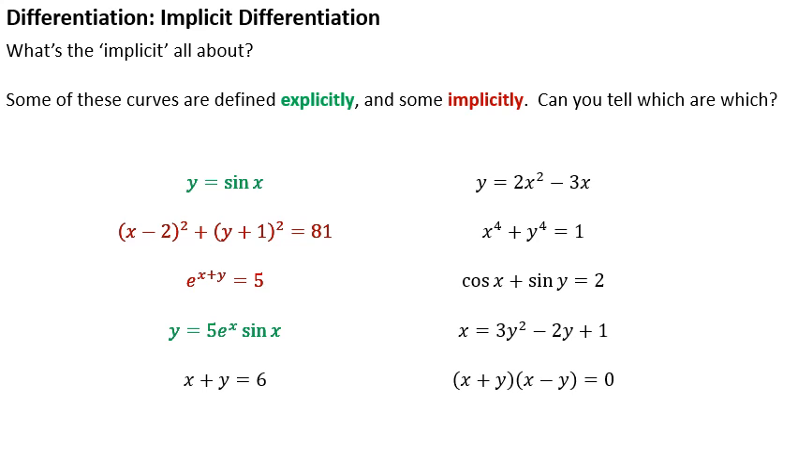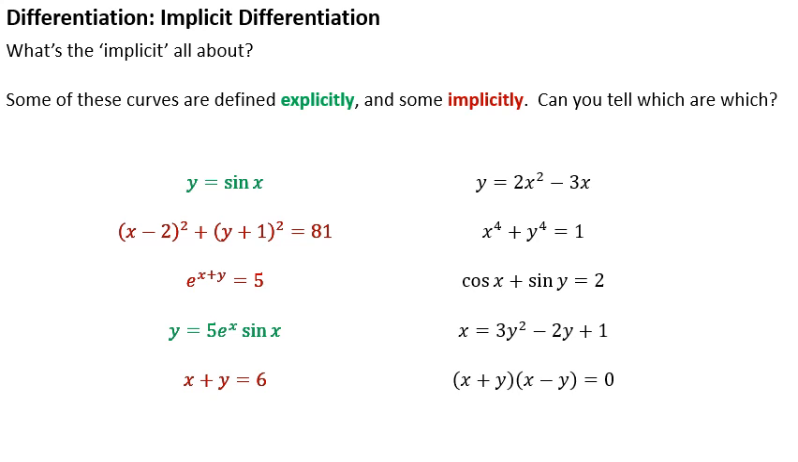The next one's explicit, because we have y equals a function of x. Maybe a complicated looking function of x, but it's just a function of x on the right hand side. The next one is implicit. It could easily be made explicit by subtracting x from each side, but in its current form it's an implicit equation.